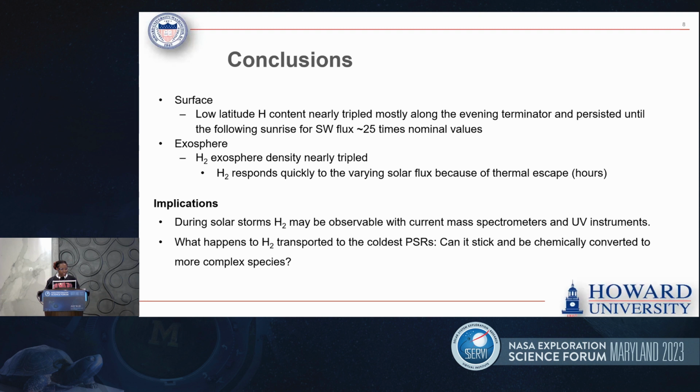With our future implications, we are noticing that during solar storms, hydrogen molecules may be more easily observable. With the current mass spectrometers we have in the UV instruments, we know that we can't really observe hydrogen molecules at nominal conditions. So hopefully, looking at more solar storms, we'll be able to measure them.